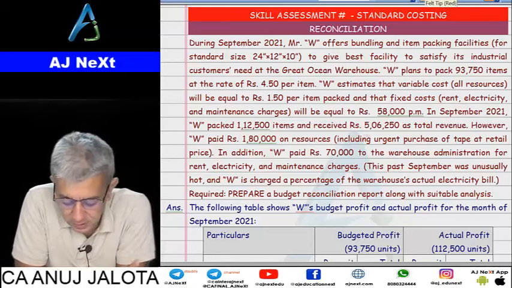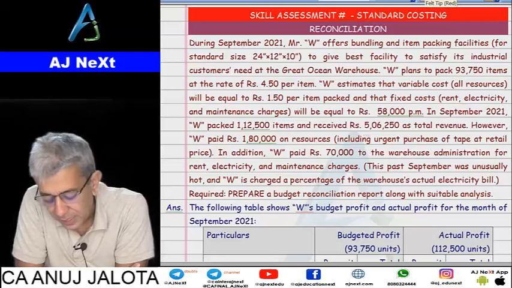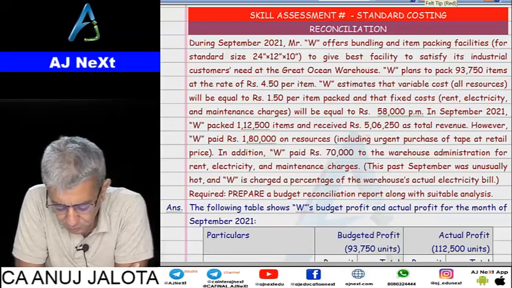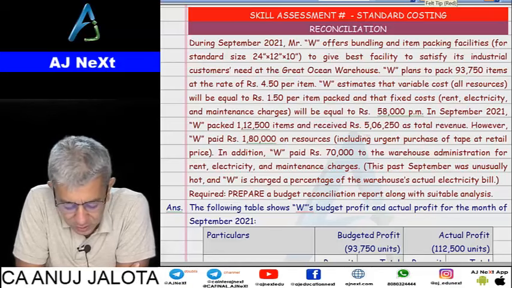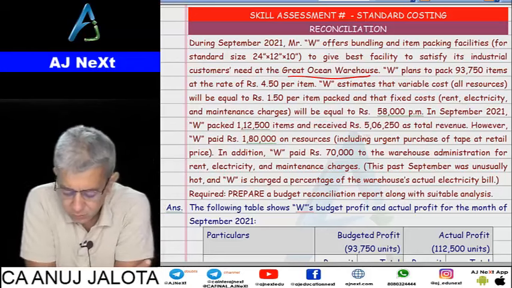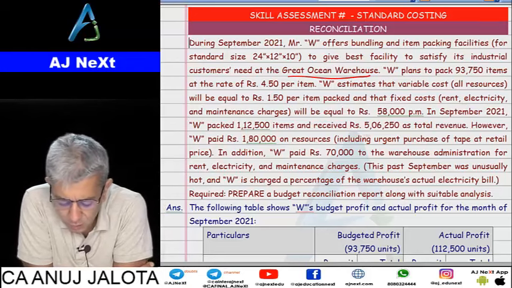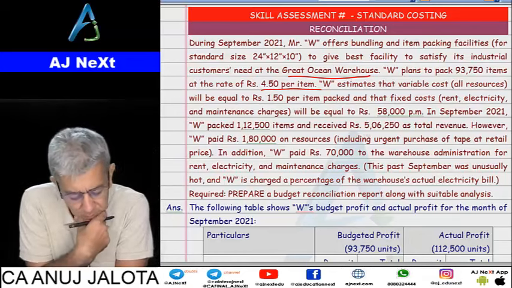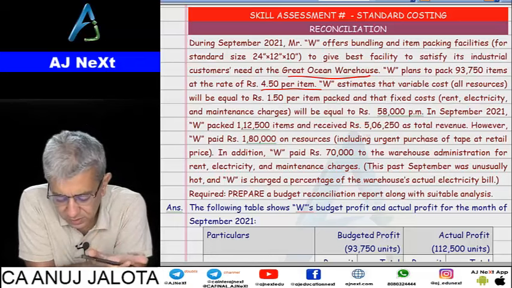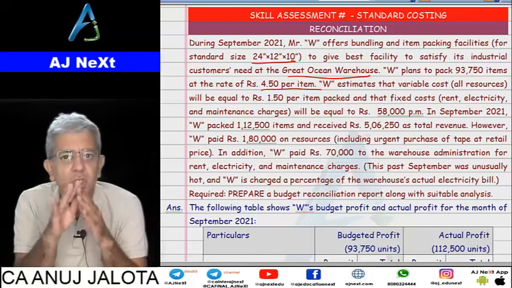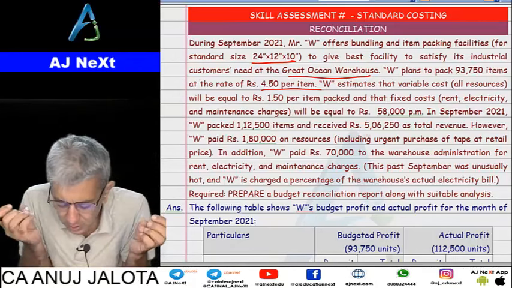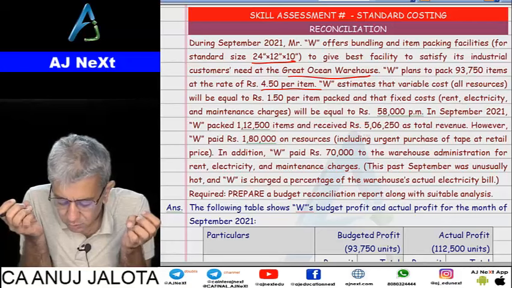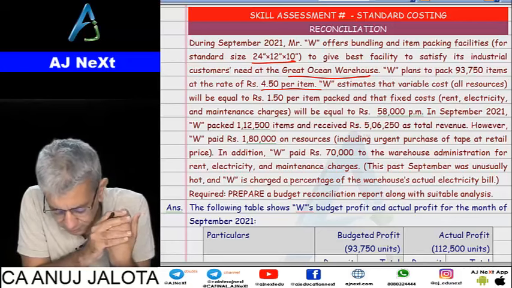During September 21, Mr. W offers bundling and item packing facilities for standard size 24 inches into 12 inches into 10 inches to give the best facility to satisfy its industrial customers' needs at Great Ocean Warehouse. W plans to pack 93,580 items at the rate of 4.5 per item. So basically, it's a warehousing company that gives packing facilities in standard size. So in this size of boxes, it does all these things. W estimates that variable cost, all resources, will be equal to 1.5 per item packed, and fixed cost will be equal to 58,000. Okay, fine.